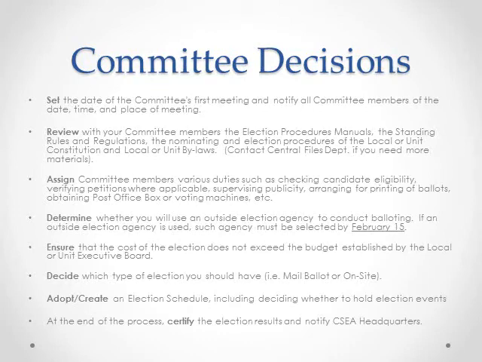At the start of the process, the committee must make certain decisions about the election. In some cases, the local or unit executive board that appointed you may have directed that the election take place in a certain manner. We'll talk about this in a few moments, but for now, note that an election may take place with on-site balloting or by mail ballot. The executive board may also have set a budget for purposes of conducting the election.